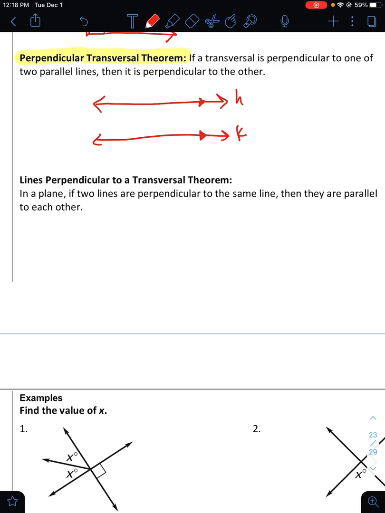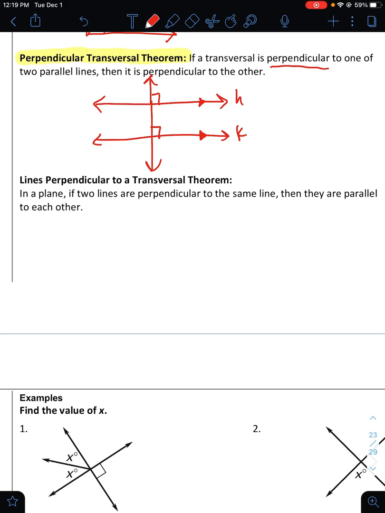And then this is saying if you have a transversal that is perpendicular to one of them, then it has to be perpendicular to the other. So if I have this transversal that's perpendicular to H, it has to come through here and also be perpendicular to K. It's called the perpendicular transversal theorem, and the name really says a lot about it. It is a transversal that's perpendicular to the two lines.